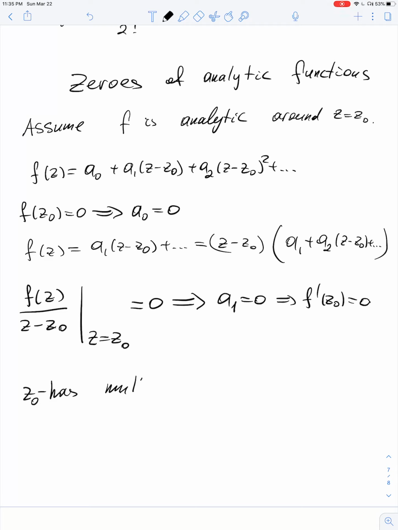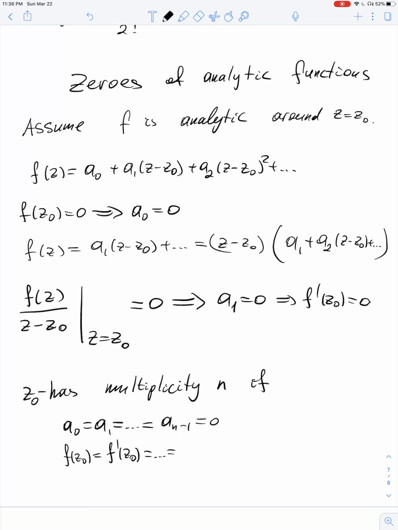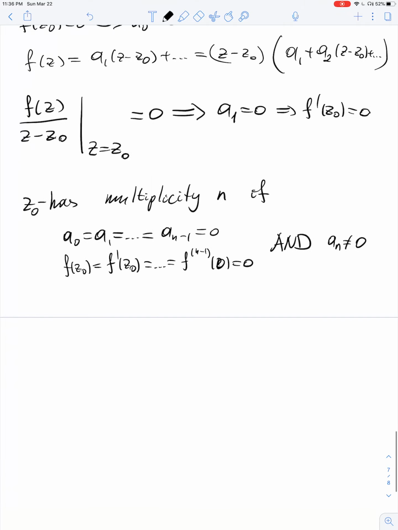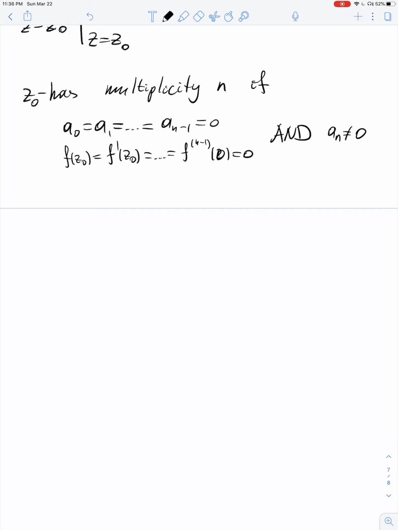So z0 has multiplicity n if a0 equal to a1 equal to etc. equal to an minus 1 are zeros. Or this means that f of z0 is equal to f prime of z0 equal to so on equal to f n minus 1 of z0 is 0, and I should add, so multiplicity exactly n. It means that the nth coefficient is not 0 anymore. Otherwise, it would have multiplicity n plus 1.